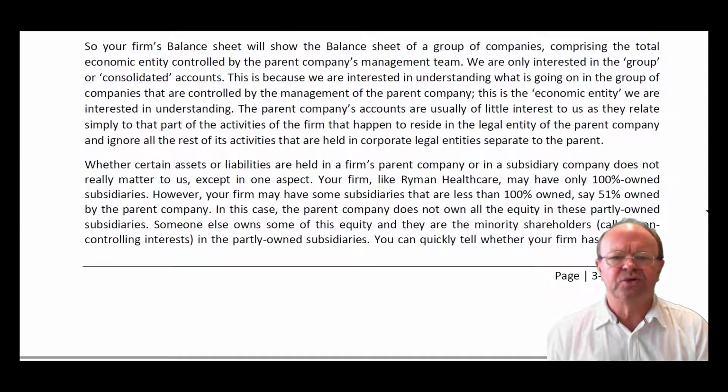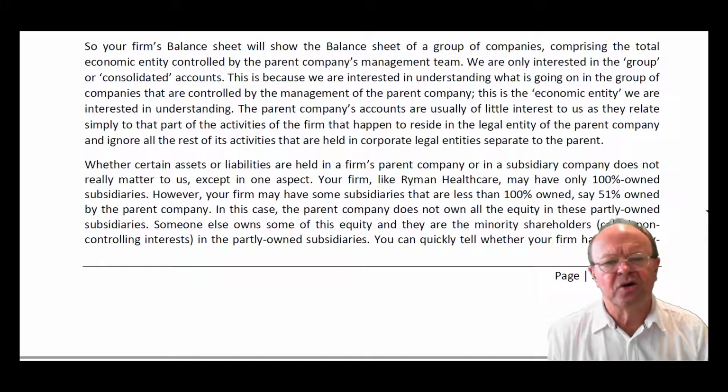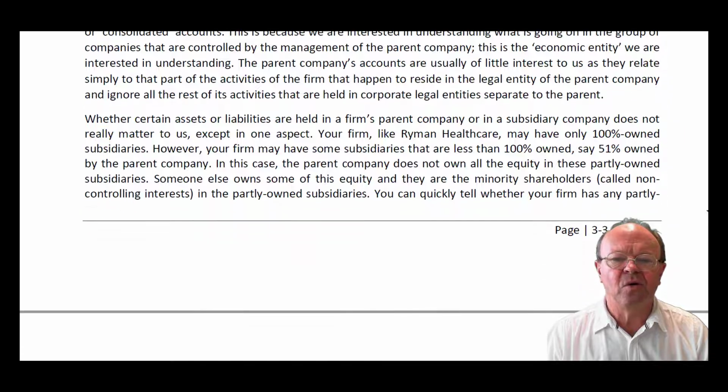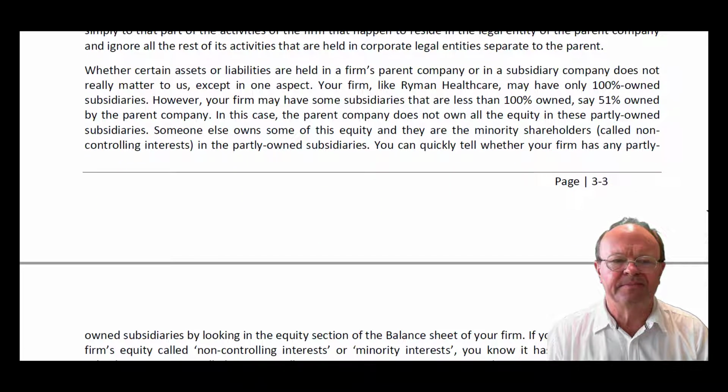So your firm's balance sheet will show the balance sheet of a group of companies, comprising the total economic entity controlled by the parent company's management team. We are only interested in the group or consolidated accounts. This is because we are interested in understanding what is going on in the group of companies that are controlled by the management of the parent company. This is the economic entity we are interested in understanding. The parent company's accounts are usually of little interest to us, as they relate simply to that part of the activities of the firm that happen to reside in the legal entity of the parent company and ignore all the rest of its activities that are held in corporate legal entities separate to the parent.